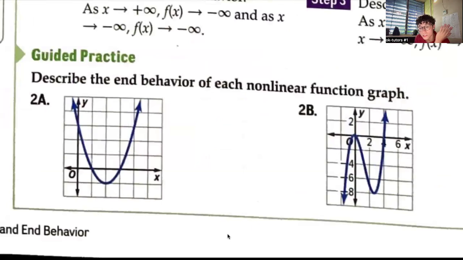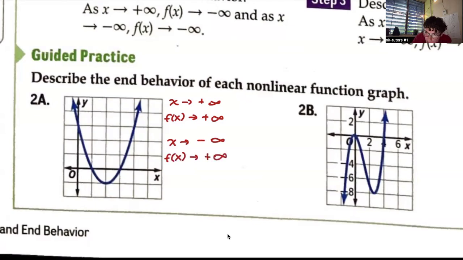You can stop the video here so you can do the guided practice, or you can come with me and do it together. When x tends to positive infinity, f of x is also leaning to positive infinity. And when x tends to negative infinity, f of x is also leaning to positive infinity, okay? Because when x goes to positive infinity, y is going up.